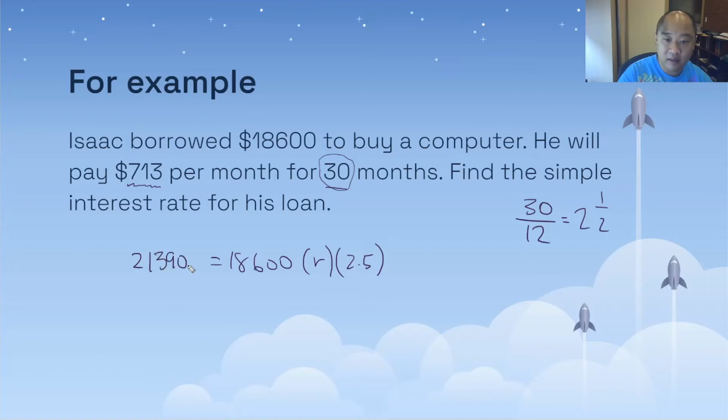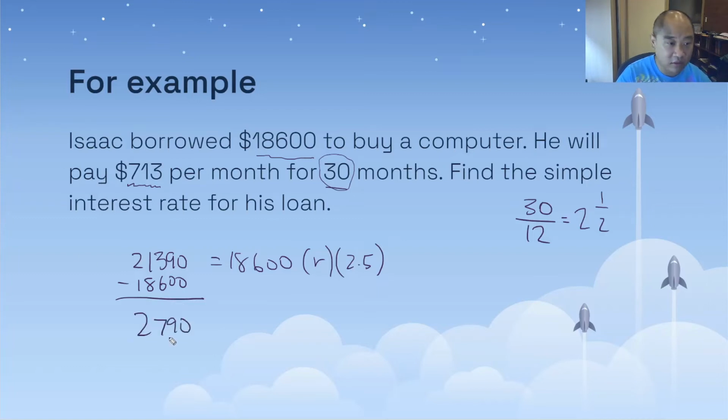21,390 minus 18,600. So you take the amount that he pays back every month and you multiply by 30 to figure out how much he's paid, right? But how much he's paid includes the original amount that he borrowed, which you have to subtract back out. So that's 18,600. So that's 2790.